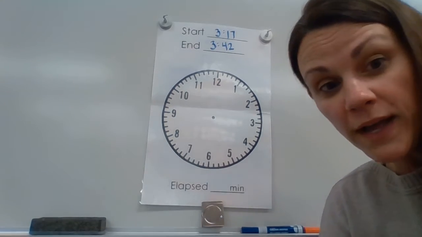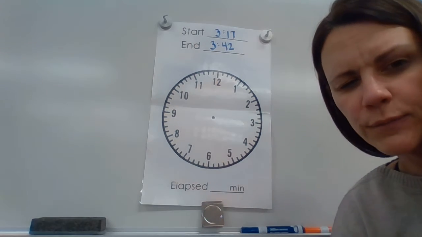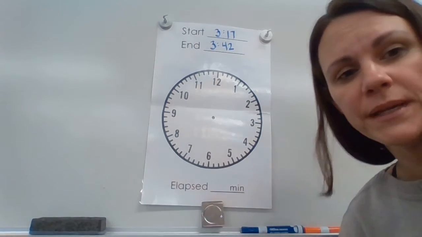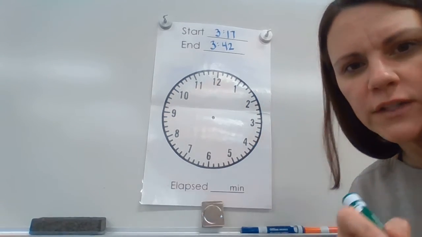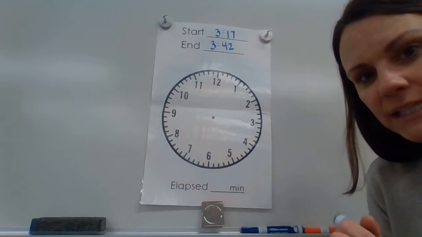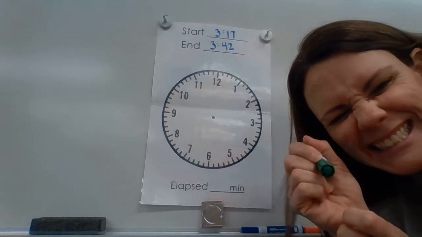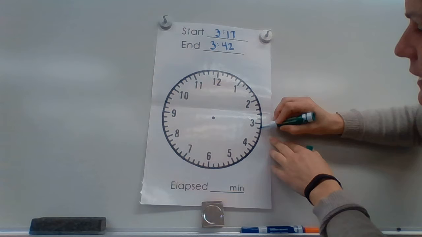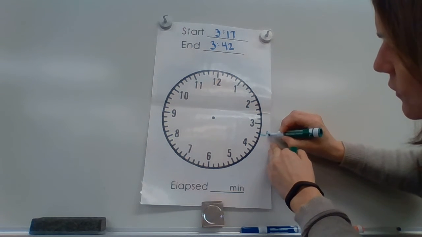Okay, I'm back with one more example. We've got a start time of 3:17 and an end time of 3:42. Neither one of those sounds like it's going to be landing on one of the big numbers. That's okay, we can handle this. Green marker for start time. Start time is 3:17. Again, we're focusing on the minutes, right? So 17 is 5, 10, 15, 16, 17. So we're going to go right here. Here's 15. One more tick mark is 16. One more tick mark is 17. There's our start time.